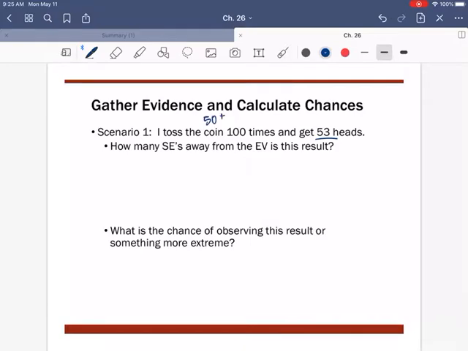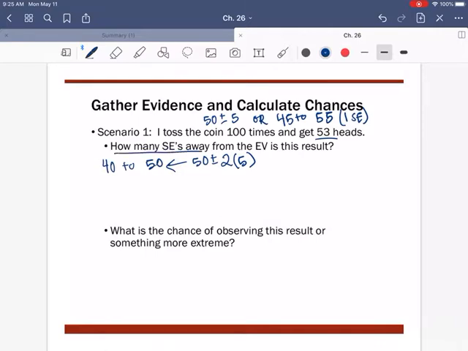Okay, let's look at what actually happens. We toss the coin 100 times and we get 53 heads. So remember, we expect 50, give or take 5, or 45 to 55. Okay, that's for one standard error away. 2 standard errors would be 40 to 60 because it's 50, give or take 2 times 5. So 53 is within 2 standard errors.